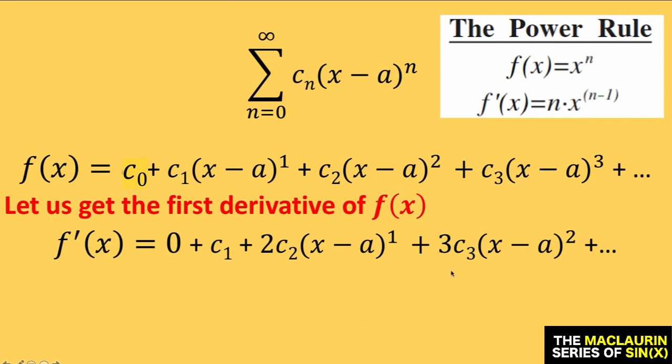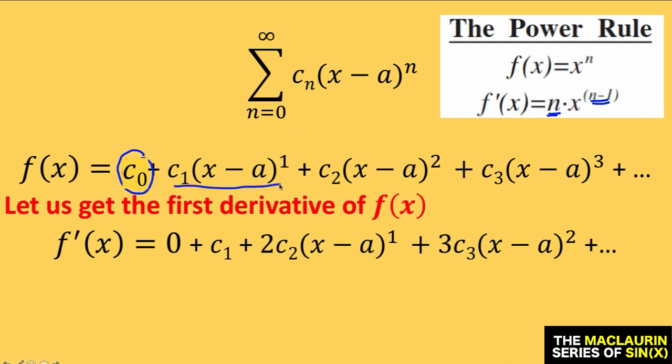And the differentiation here is not that difficult because all we have to do is apply the power rule. The power rule says that if you have f of x in the form x raised to n, then the first derivative of f is computed by putting this exponent to the front and then subtracting 1 from the exponent. So, what is the derivative of c sub 0? The derivative of c sub 0 is 0 because the derivative of a constant is 0.